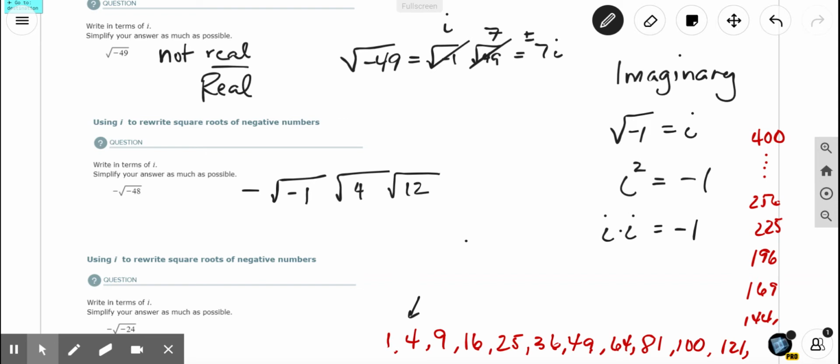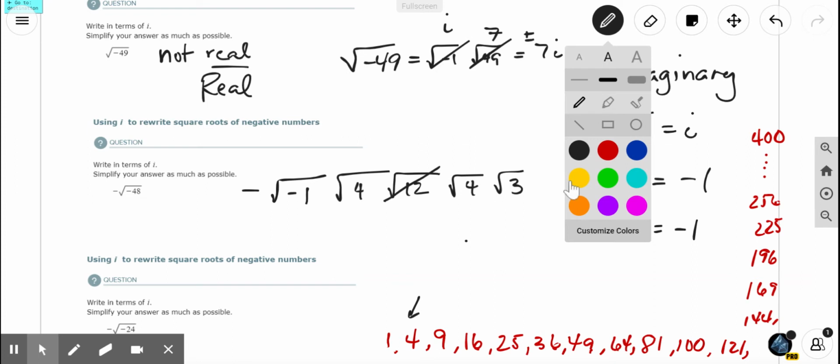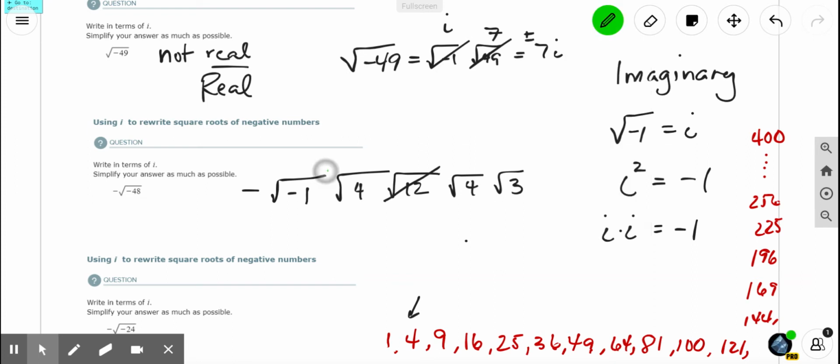Oh, look, I can break up 12. The square root of 12 is equal to the square root of 4 times the square root of 3, is it not? And now guess what? I can actually solve this. I can find my square roots. The square root of negative 1 is i. The square root of 4 is 2. The square root of 4 is 2. And then there is no square root of 3, so you leave it as it is.